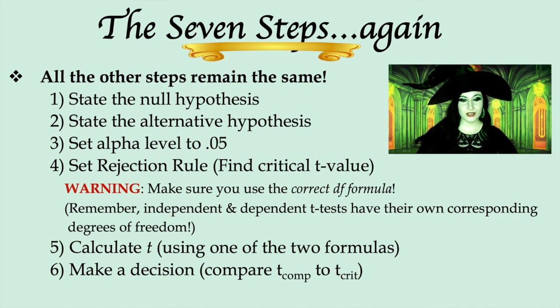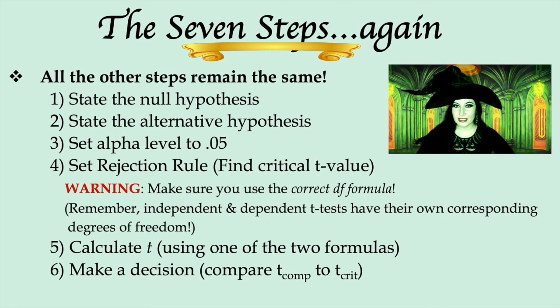And if you reject the null, you are left with the alternative. And the alternative says that there is a difference between the groups. If the t computed value is smaller than the t critical value, then that means you would fail to reject the null. In other words, you would keep it. And if you fail to reject the null, you are concluding that there are in fact no differences between the groups.